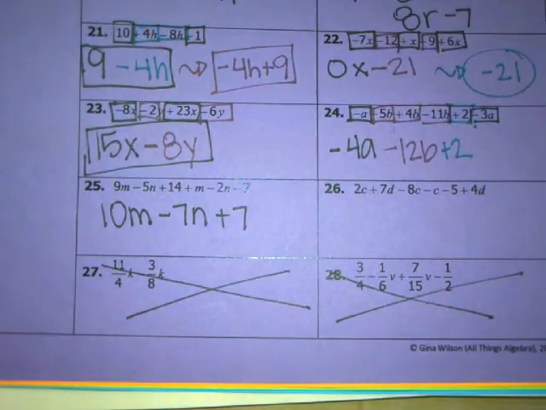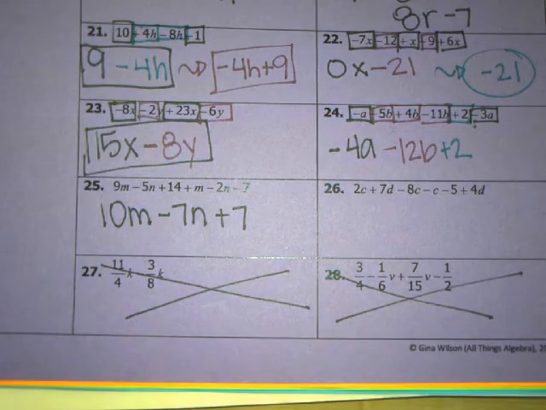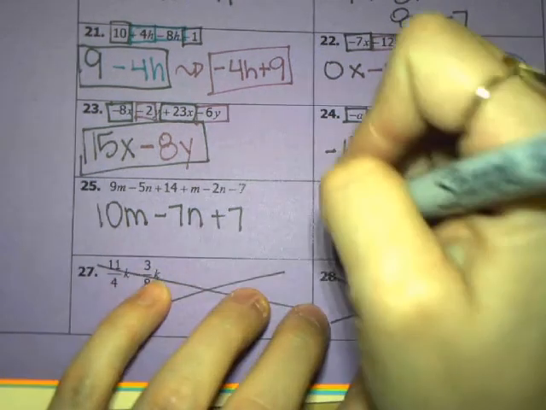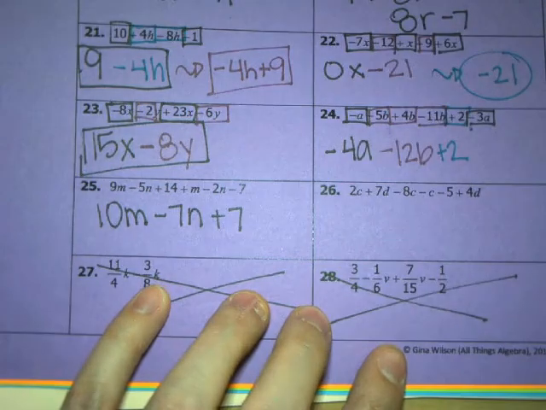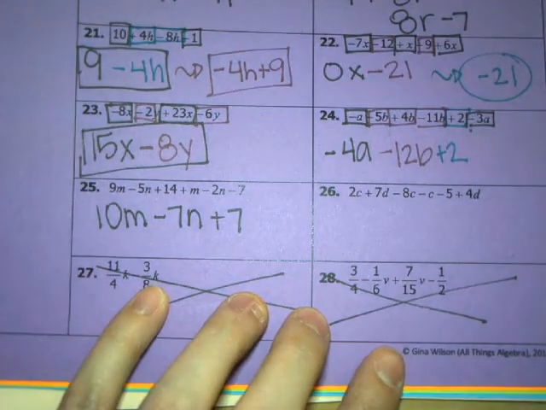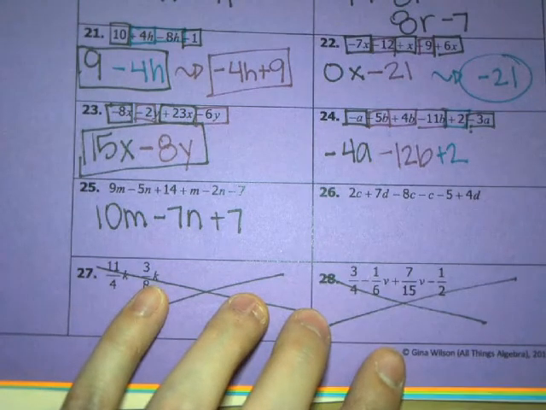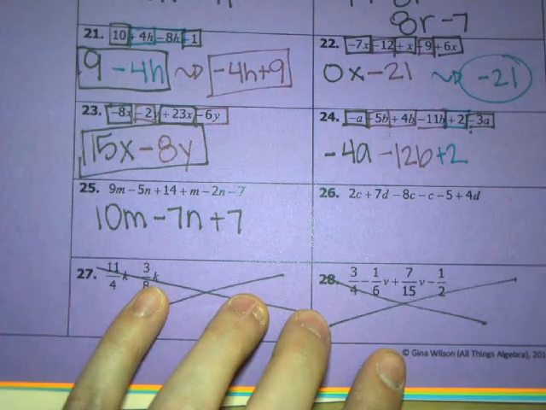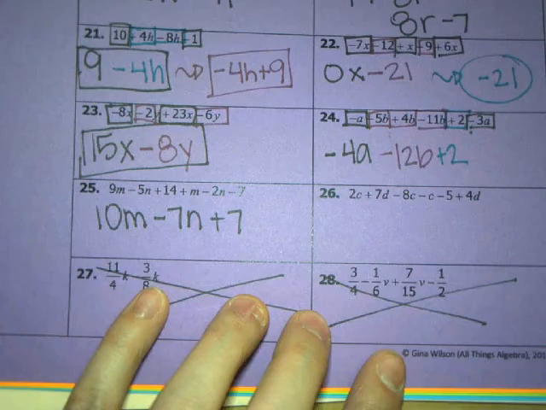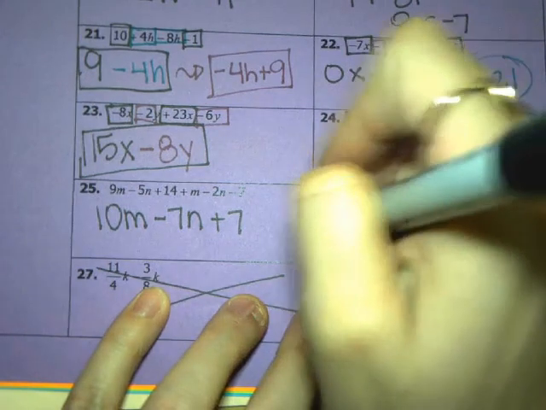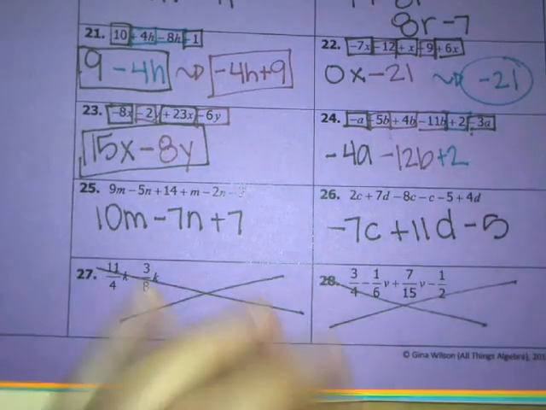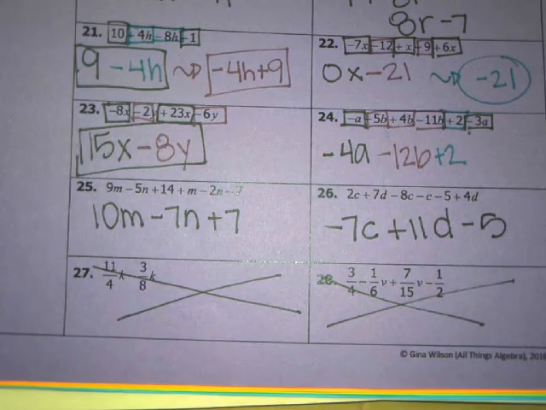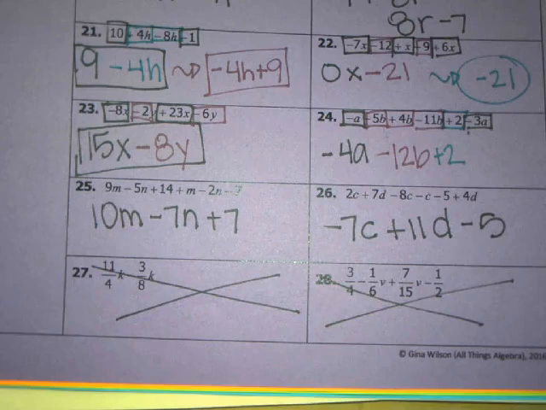And last but not least, what'd you get for 26? We didn't get that done yet. Okay, what'd you get? This is why you don't pack up until I give permission. Negative 7c plus 11b minus 5. Very good. Please make sure you have all of those answers written down in your notebook correctly.